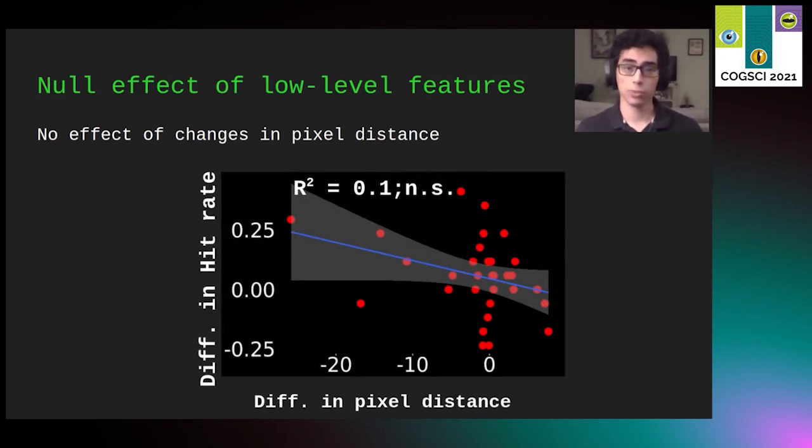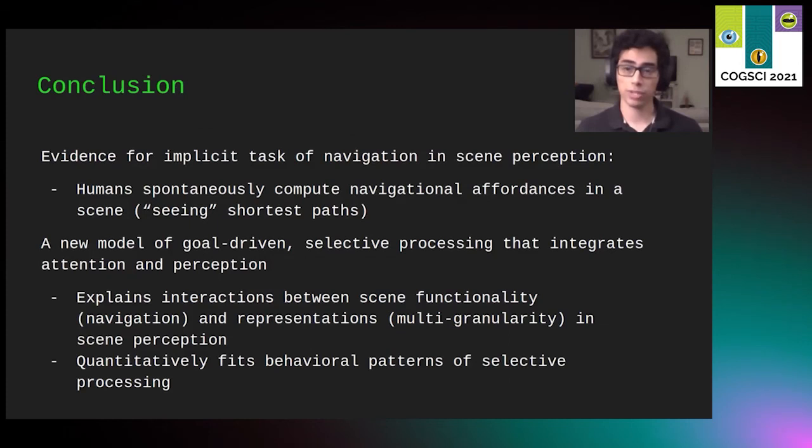In conclusion, we provide evidence for an implicit task of navigation influencing scene perception, that humans spontaneously process shortest paths in the scene. More generally, we introduce a new model of goal-driven selective processing that integrates attention and perception.